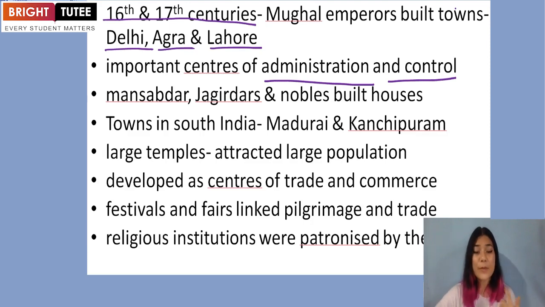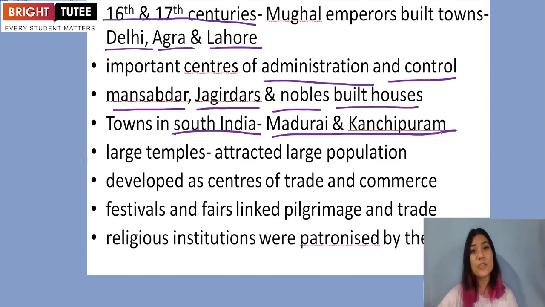Now in the towns, the mansabdars, the nobility or the important officials of the emperor, like mansabdars, jagirdars, and other nobles, built their houses in the towns and not outside of the towns. Some of the important towns from South India were Madurai and Kanchipuram. Now in these towns and cities in South India, large temples were built.